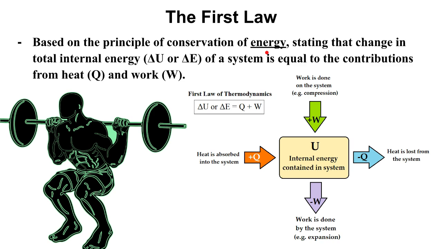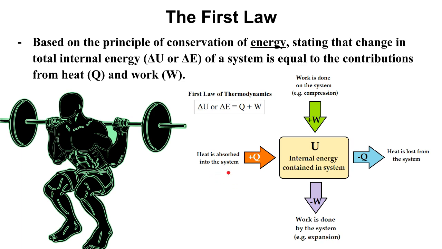And then when you look at that, okay, this is based on the principle of conservation of energy. It states that a change in total internal energy, which we spoke about a minute ago, delta U, or delta E sometimes, of a system is equal to the contributions from heat and work. Okay, so there are 2 things that can contribute to the total internal energy of a system, and that is heat and then work. All right, so you can see this sort of little flowchart diagram here.